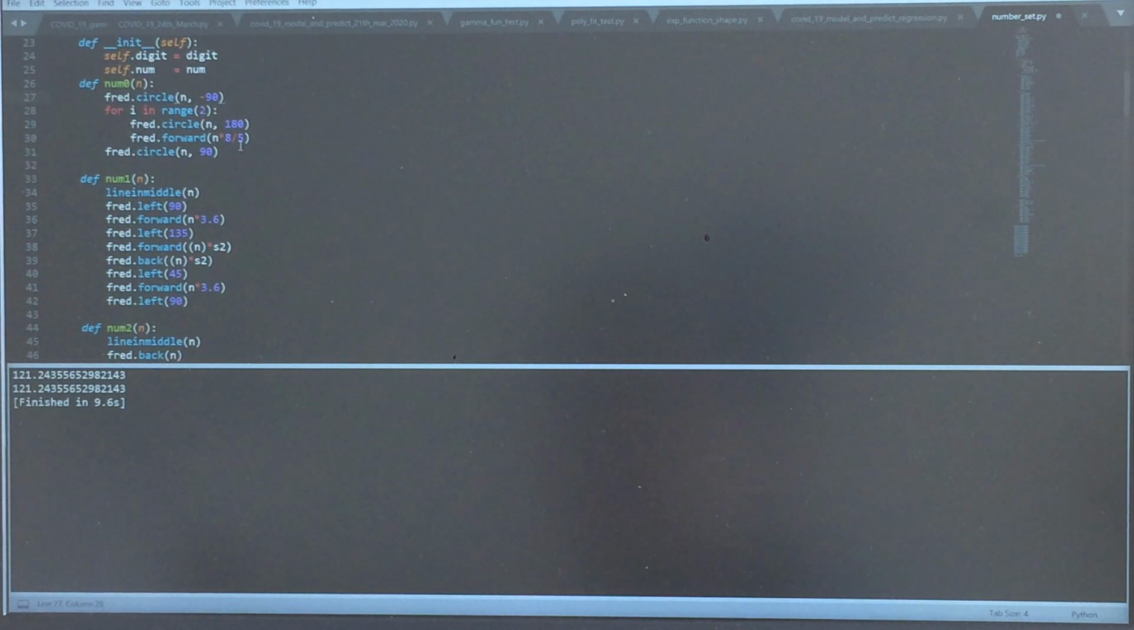50 plus 50, 100, and then 50 times 8, 400 divided by 5, 80. So 180. Red dot circle and 90, that puts it back to where it should be. So what I'm talking about, where it should be, is at the bottom, in the middle of it.